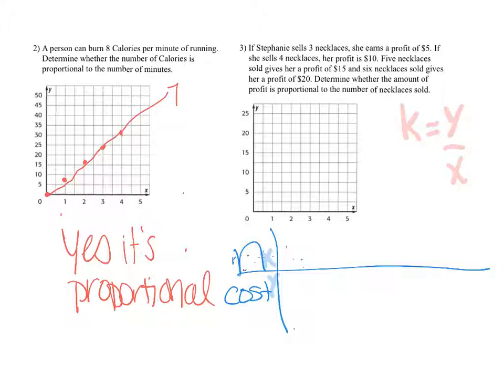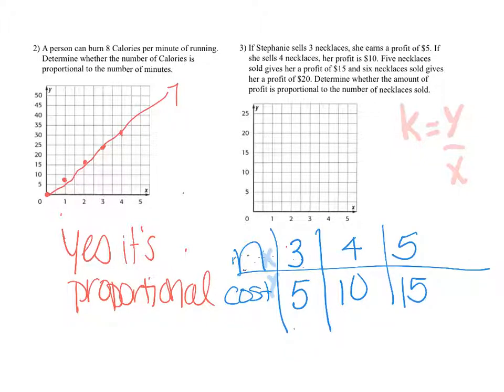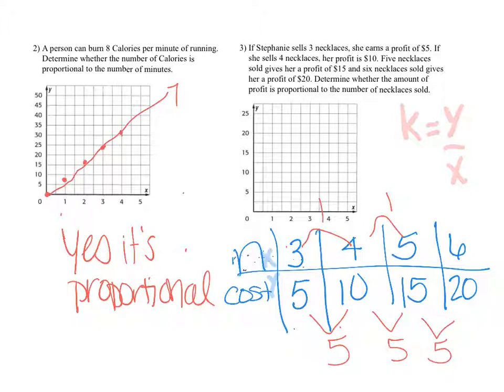Okay, so let's fill in the rest of our table. So at 3 necklaces, she profits 5. At 4 necklaces, she profits 10. At 5 necklaces, she profits 15. At 6 necklaces, she profits 20. Now, it looks like if you do the change that this is proportional, right? But here's the thing. Right here, this is 5 and this is 1. This is 1 and 5. Remember how we did that, right?